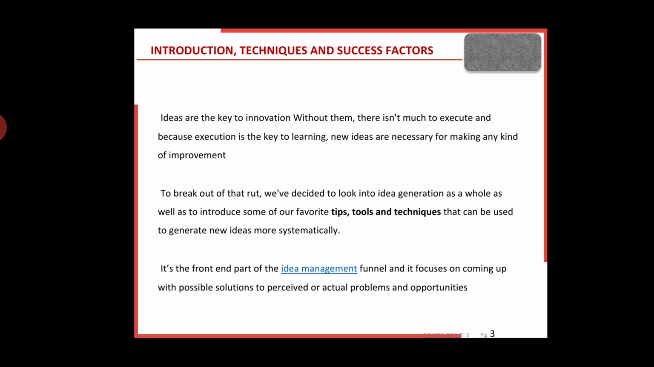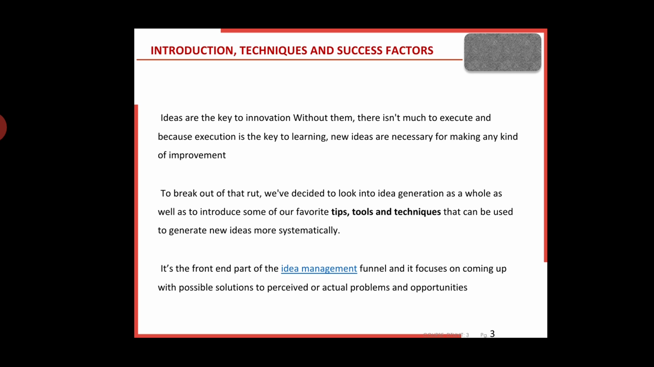In innovation we get new ideas about a particular product, the customer and their needs, and how we analyze the customer. New ideas are necessary for making any kind of improvement. So ideation is the ability to form images of things that are not physically present.